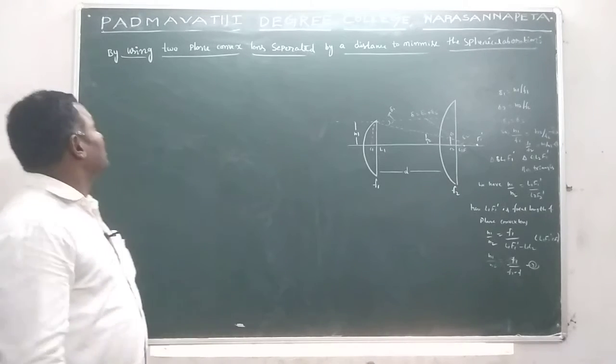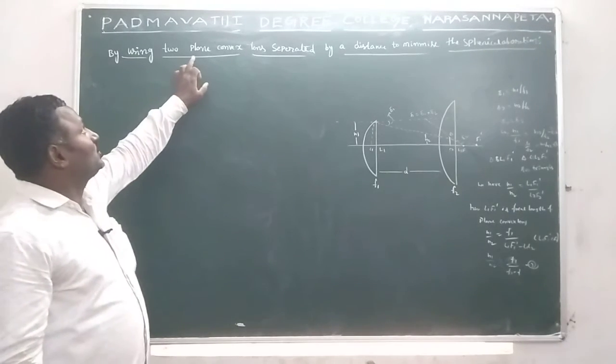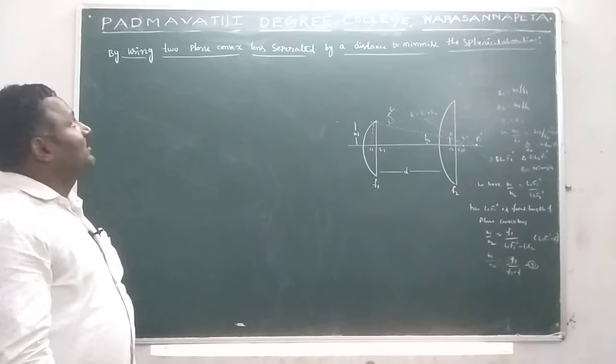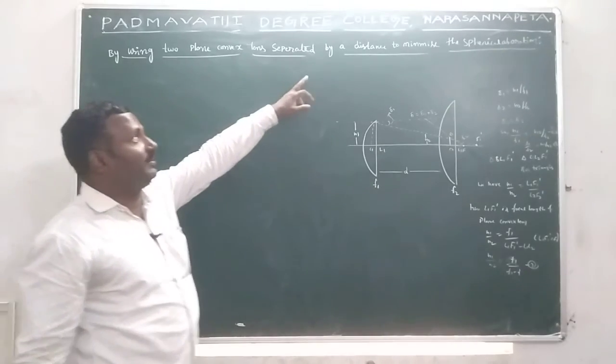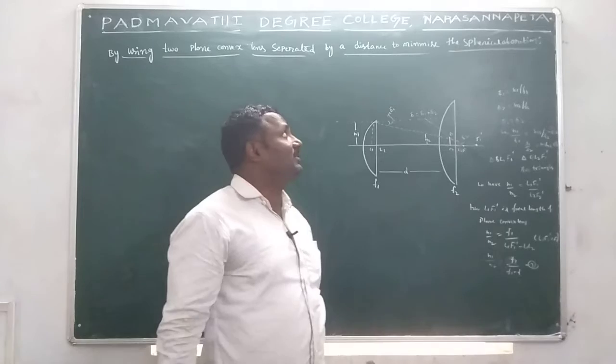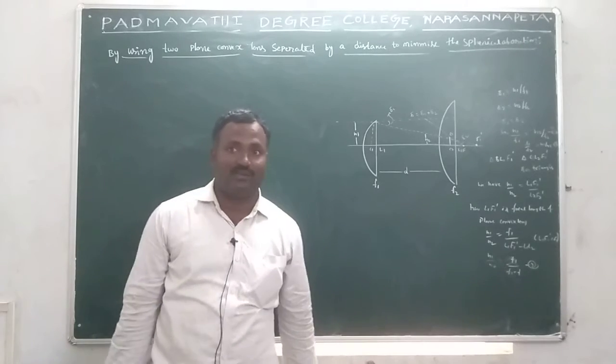Today we discuss how to minimize spherical aberration by using two plano-convex lenses separated by a distance.